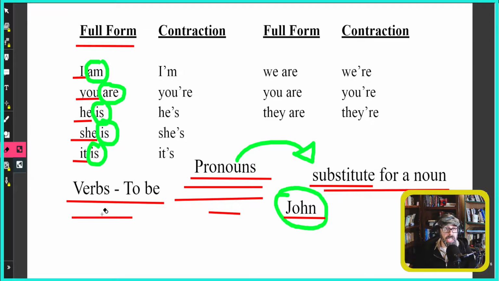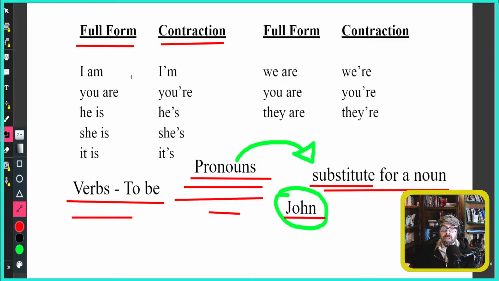Pronoun she, verb to be is. Pronoun it, verb to be is. Okay, so pronoun and verb to be together, full form: I am, you are, he is, she is, it is. Remember also we see contractions. So we see I'm, you're, he's, she's, it's.